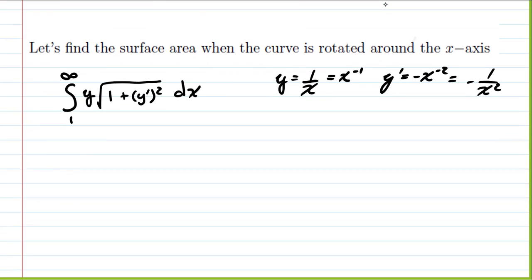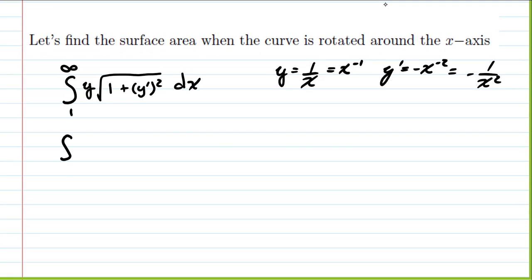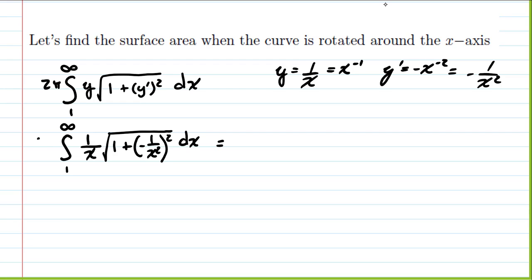So now we plug into our formula. So we have the integral from 1 to infinity of y, which is 1 over x, times the square root of 1 plus negative 1 over x squared dx. Sorry, there's a 2 pi in that formula, right? I left off the constant. It's not going to matter in the end, but there is a 2 pi, right? Because it was 2 pi y ds.